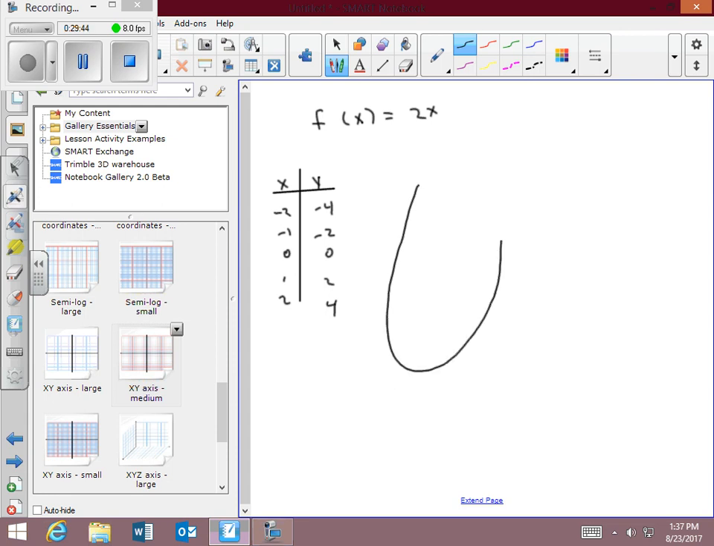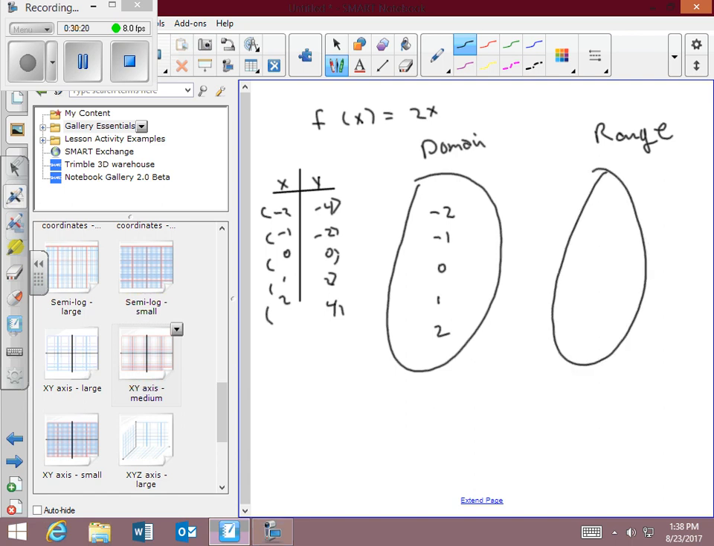Now I'm going to put this in a set where this is the domain. This is the range. Now what is domain and range? So all of these x's and y's, these ordered pairs, the domain are the first values. So the domain are -2, -1, 0, 1, and 2. Does that make sense? Domain, that's what it's called. It's the x values. The range is the y values. -4, -2, 0, 2, and 4.